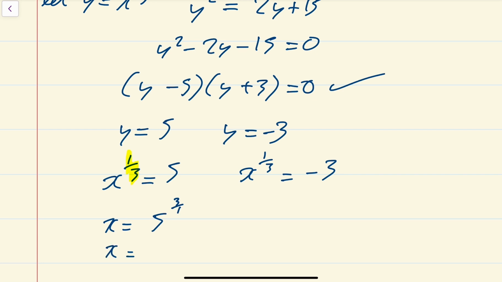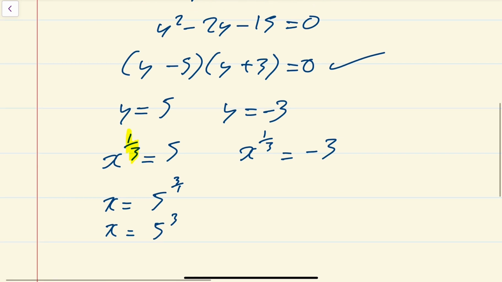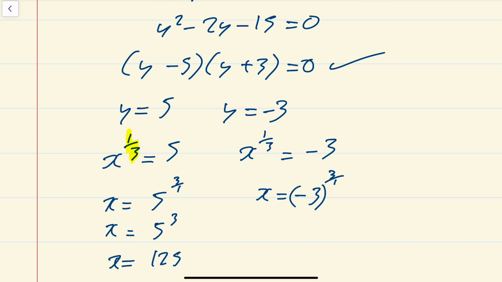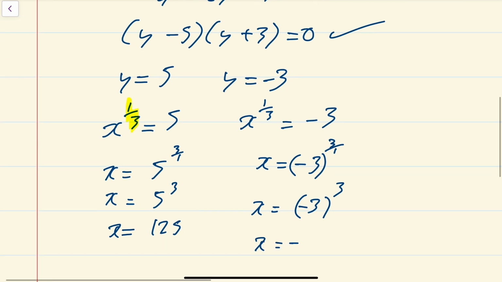So just in case that had been like 2/3, what would you do? And then that just becomes 5 to the power of 3, which is 125. Same idea here. That power goes across the other side, it becomes 3 over 1. Put that in a bracket, that should be a minus 3. And then minus 3 to the power of positive 3, and then that just becomes minus 27. So there we have it.